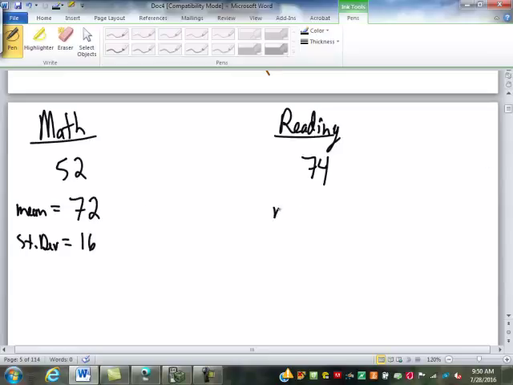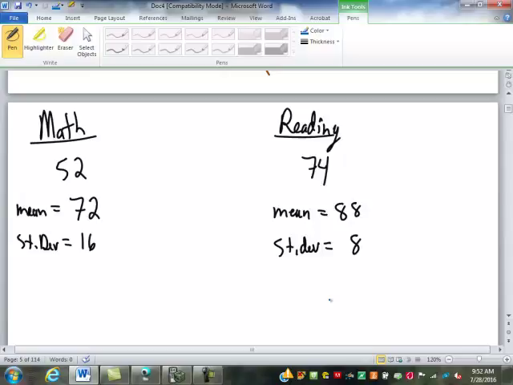For all people who took the reading test, let's say the mean is, let's see here, 88 with a standard deviation of 8. I want you in your notes to find the z-scores for each of those for me and tell me which one is a better score.